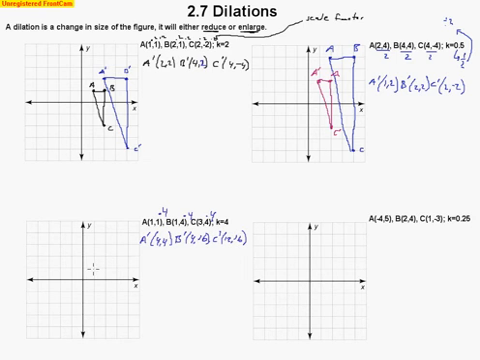Well, I can't go 16 spaces on this. I don't have enough space. So here's what I'm going to do. I'm going to count by 4s. I'm going to say that this is 4, 8, 12, 16.